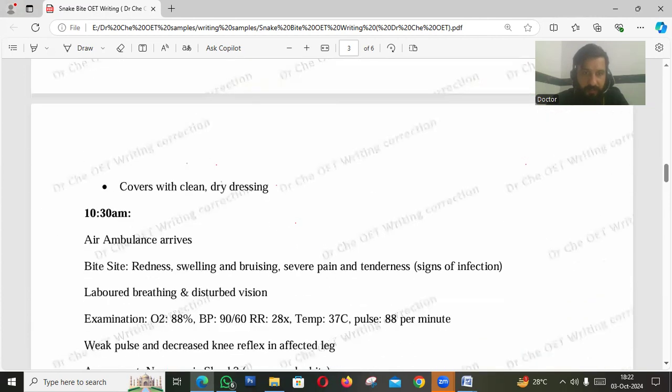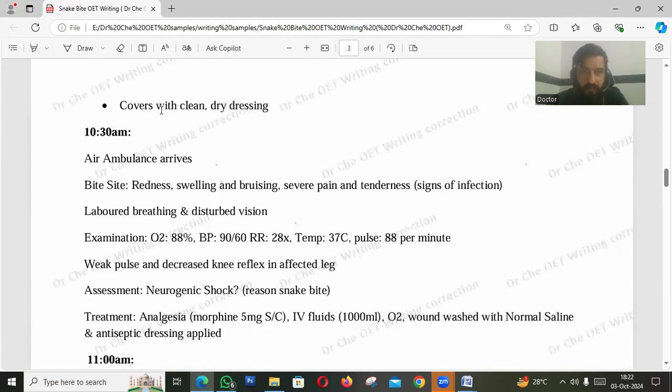Then they also covered the wound with a clean and dry dressing. So this is the first aid that was given by a tour guide.